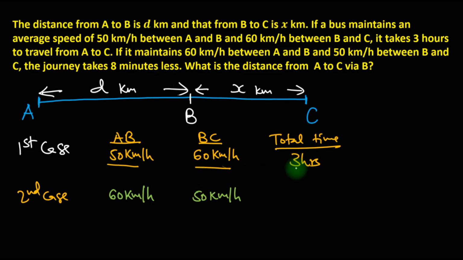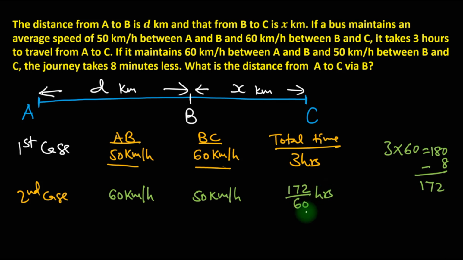So in the first case it took 3 hours. 3 times 60, that is 180 minutes. And the second scenario takes 8 minutes less. So 180 minutes, we subtract 8 minutes, and we get 172 minutes. Converting it to hours, it will be 172 over 60. Let me just rewrite as 172 all over 60 hours. We are going to simplify it in our calculation.